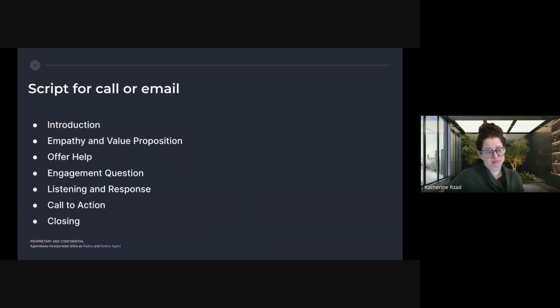Okay, so here's a script. You could use this for an email or for a call, but basically these are the elements that you want to have: your introduction, empathy and value proposition at the top, offer help, engage, listen, a call to action, you have to have a call to action, and a closing. For example, your subject line: a fresh start for your property, and put the property address, right?